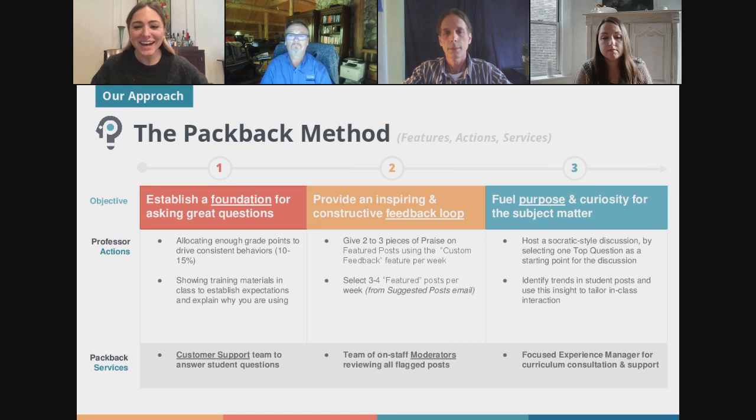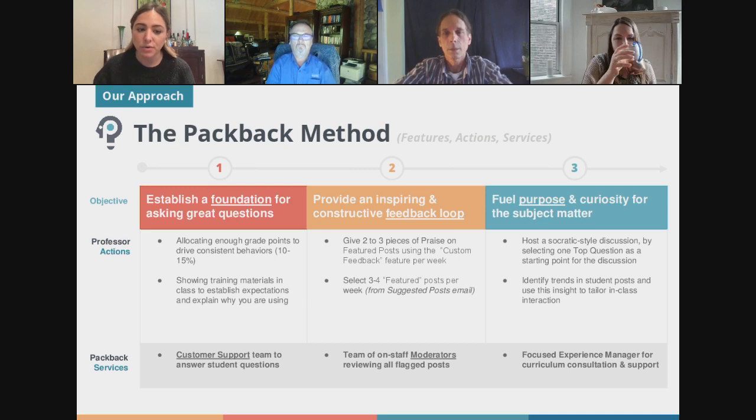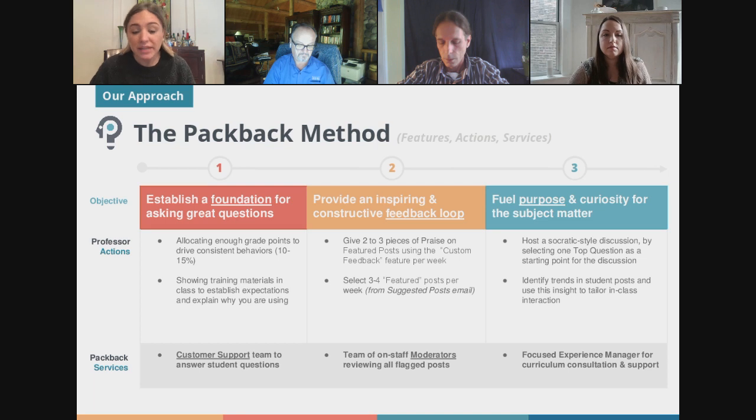Absolutely. So the Packback method at a high level is exactly how we recommend you implement Packback and structure it in your course. But then also throughout the term, utilize the automation of the software, the support of the Packback staff, so both your experience manager and our product support team, and then the actions you take within the platform and outside of the platform to continually give students really wonderful positive feedback and coaching if necessary.